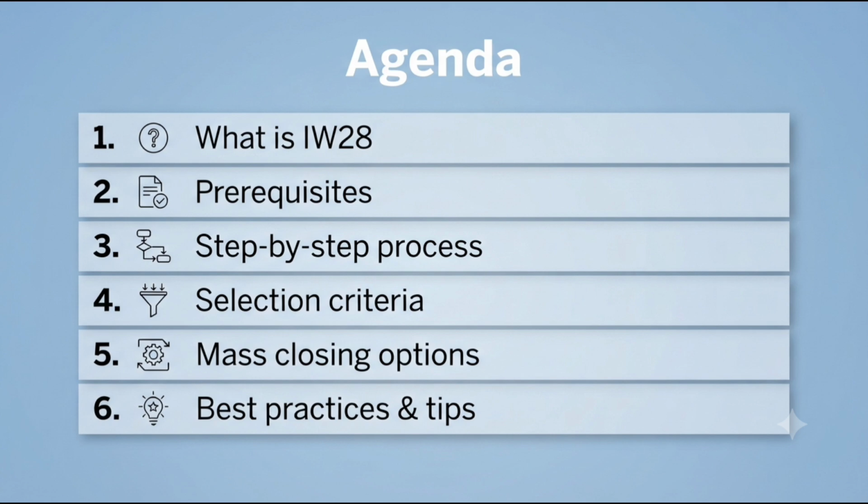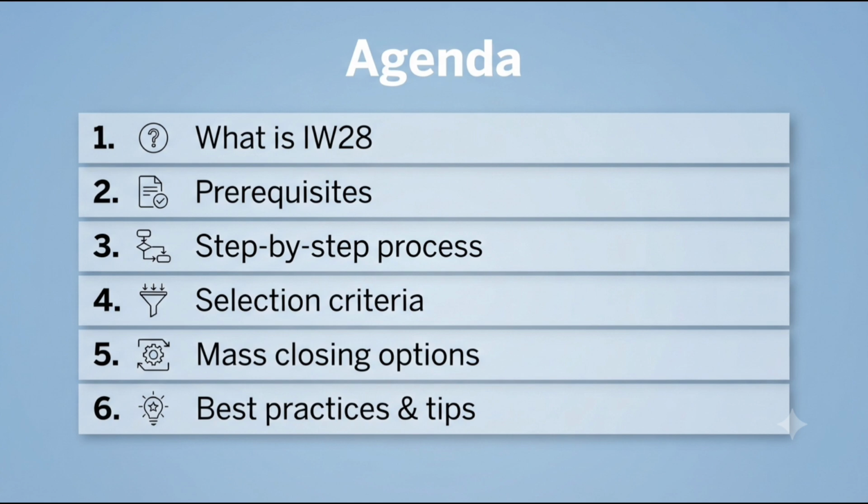In this training, we will cover 6 important topics. First, we will understand what transaction IW28 is and why it is the standard tool for mass processing of maintenance notifications. Second, we will look at the prerequisites you need before starting. Third, we will go through the complete step-by-step process of using IW28. Fourth, we will focus on how to define effective selection criteria so that you select only the right notifications.